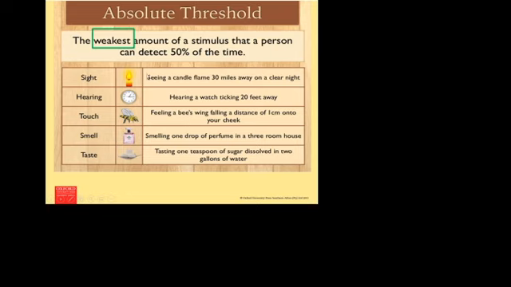For example, in terms of the candle, if it is far away, about 30 meters away, we could still detect the existence of the light. But if it is more than 30 miles away, then we cannot detect. Also, in terms of watch ticking, we could hear the watch ticking if it is within 20 feet, but if it is more than 20 feet, we cannot hear the ticking sound of the watch.